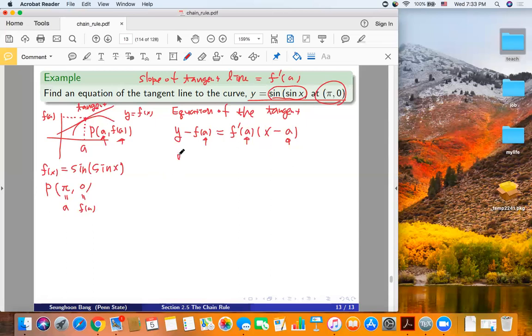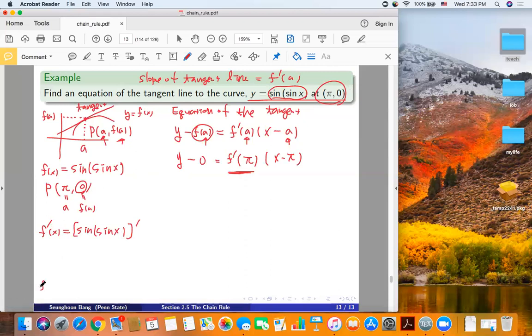So we have y minus f of a, which is y minus 0, equals f prime of a, which is f prime of pi, times x minus pi. This is exactly the equation of the tangent line. So you need to find f prime of x. How can you find it? f of x is given as sine of x. Take the derivative. You can use the chain rule.